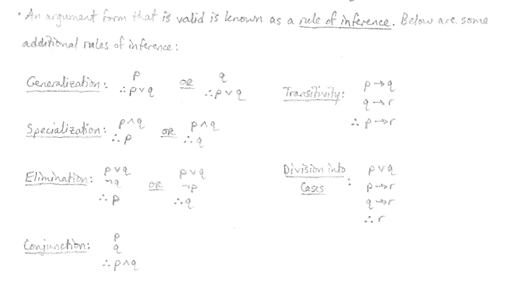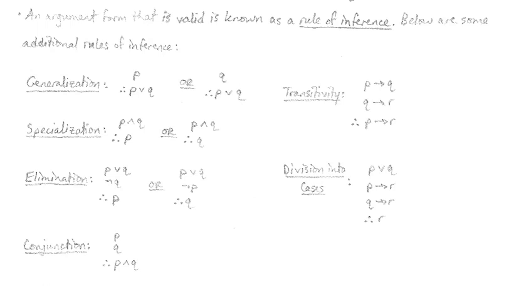Next up is the specialization. If the conjunction of 2 statements, P and Q, is true, then you know that each of P and Q has to be true on their own. So if I know that P and Q is true, then I know that P is true. Similarly, if I know that P and Q is true, then I know that Q has to be true.